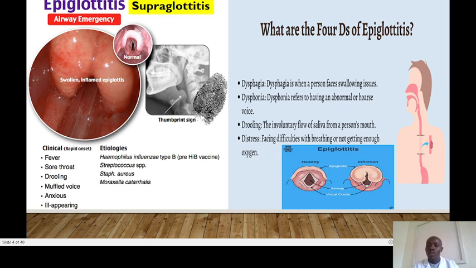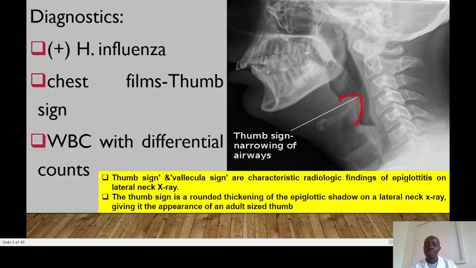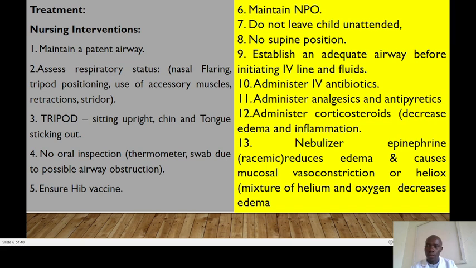Okay. Remember, the most common cause here is what? Haemophilus influenzae type B and Streptococcus species. So we could do some diagnostics, including looking for Haemophilus influenzae type B. We do a chest film, and this one normally shows a thumb sign. A thumb sign is simply a rounded thickening of the epiglottic shadow on a lateral neck X-ray, giving the appearance of an adult-sized thumb. Okay, and this is what we are looking at. The white cell count will help with differential treatment.